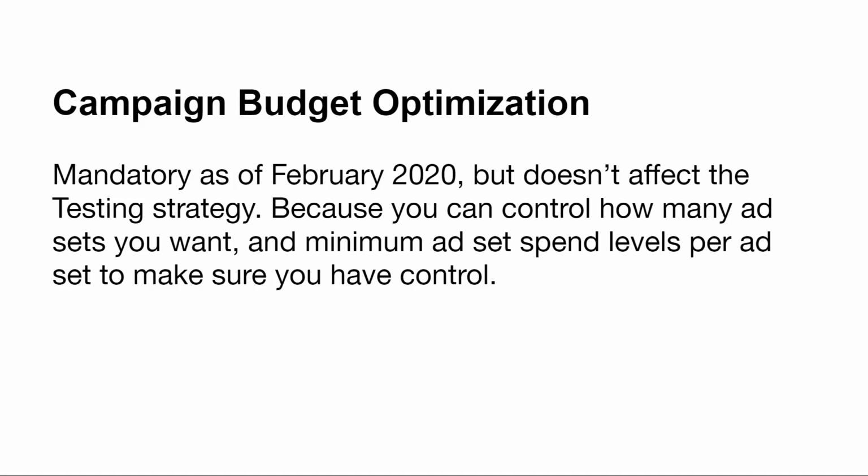CBO just means that you're setting your budget at the campaign level, and Facebook is going to do its best to automate your budget based on however many ad sets you have and the budget that you have, towards what's working and not towards what's not working.